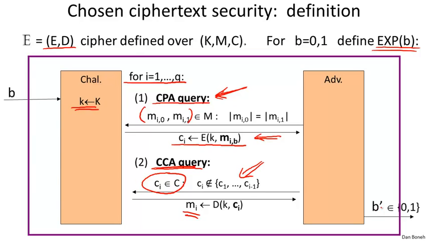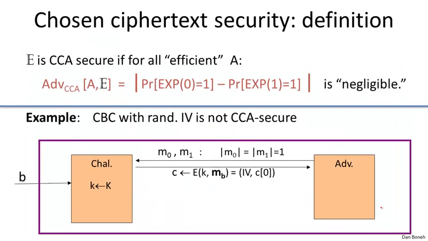So I'm going to emphasize again that this is an extremely powerful adversary, one that can decrypt any ciphertext of his choice other than the challenged ciphertext, and still he can't distinguish whether he's in experiment 0 or in experiment 1. So as usual, we say that the cipher is CCA secure, chosen ciphertext secure, if the adversary behaves the same in experiment 0 as it does in experiment 1, namely cannot distinguish the two experiments.